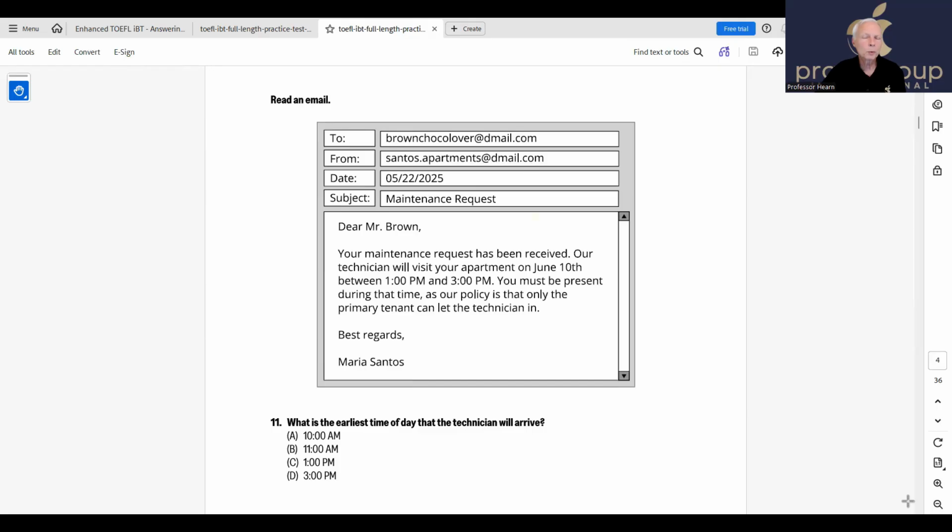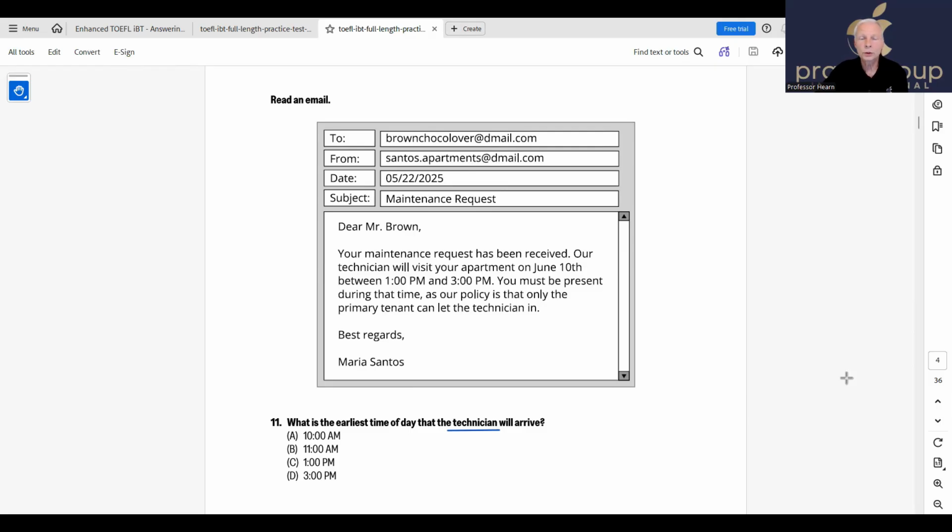Step 2, determine what the question is asking about. It's asking about the earliest time of day. And what is it asking about that? It's asking when the technician will arrive. Step number 3, determine the topic of the question. And what is this question asking about? The earliest time of day the technician will arrive. What should we be looking for in the passage? The question is asking about the time of day, but it's really asking about when the technician will arrive. So the word we're looking for is technician.